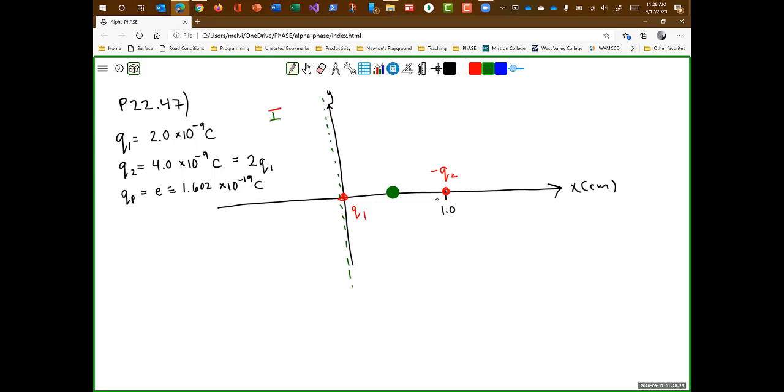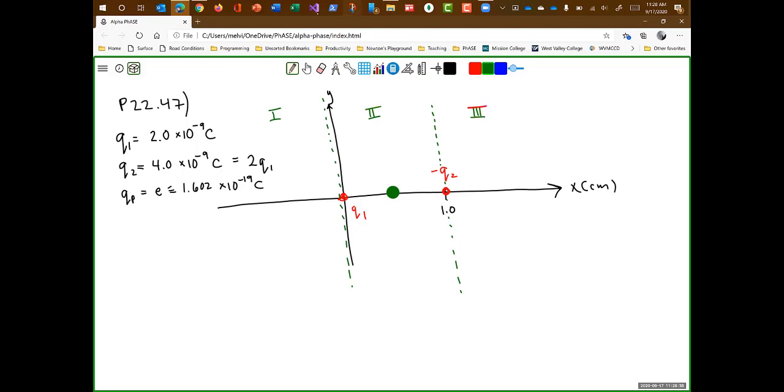Let's do a region in between charges 1 and 2. We'll call this region 2. And then I'll do a region to the right of charge 2. I'll call this region 3.